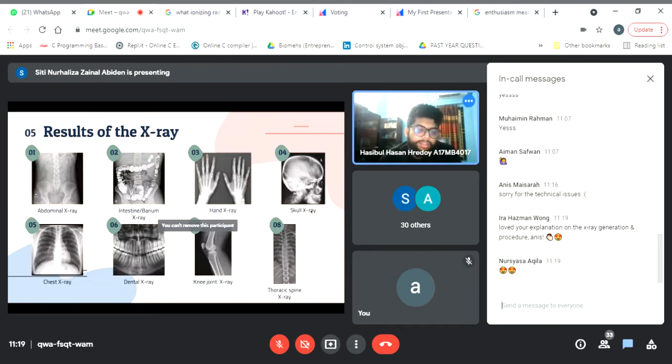So this slide will explain the X-ray result of the different parts of the body. The first one would be the abdominal X-ray. So this is the X-ray of your abdominal cavity. It will contain your stomach, liver, etc. So usually it is done to diagnose unexplained pain you feel in the abdominal area.